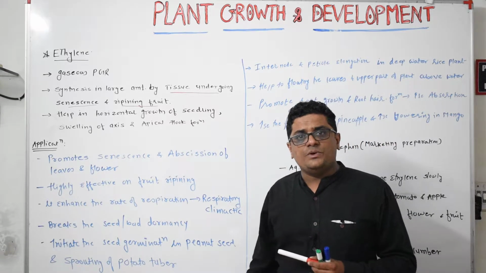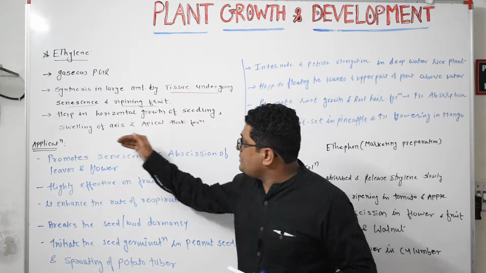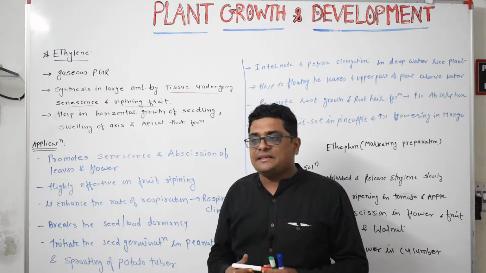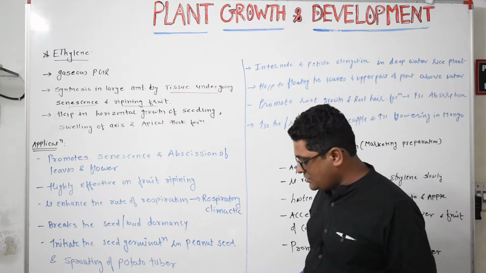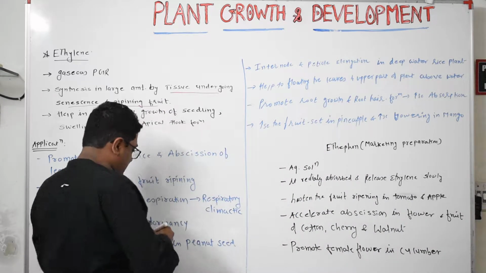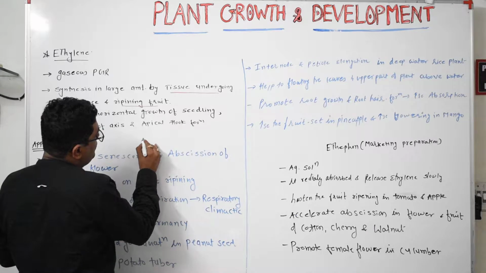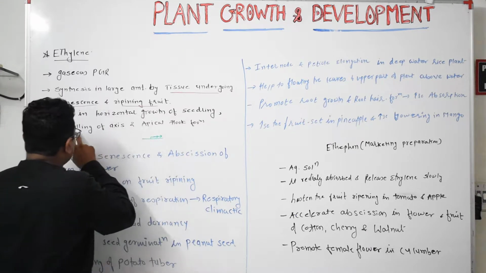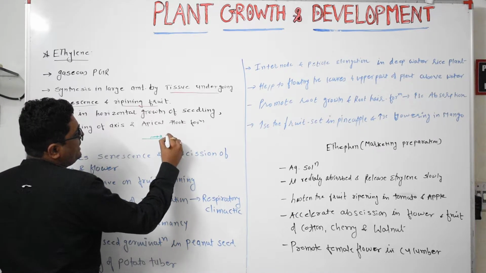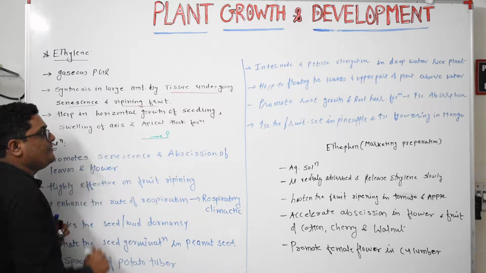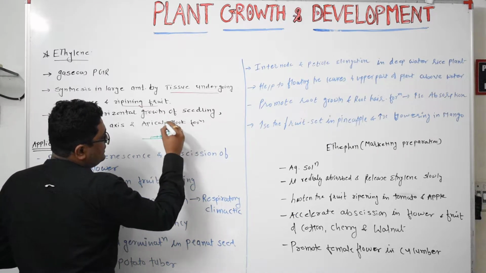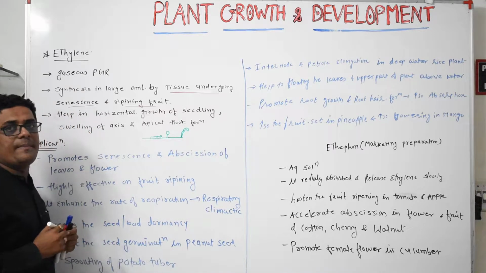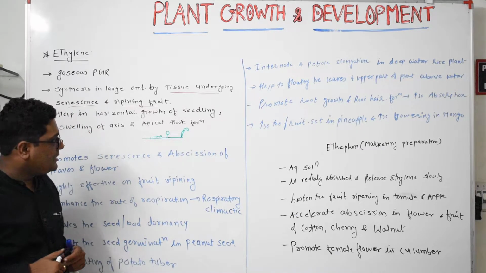Ethylene is also responsible for horizontal growth of the seedling, as well as for the swelling of the main axis and apical hook formation. What is horizontal growth of the seedling? It means substrate growth on the soil. The swelling of axis means the main axis swells up with the help of ethylene, and it is also responsible for the hook formation of the apical part of the stem.